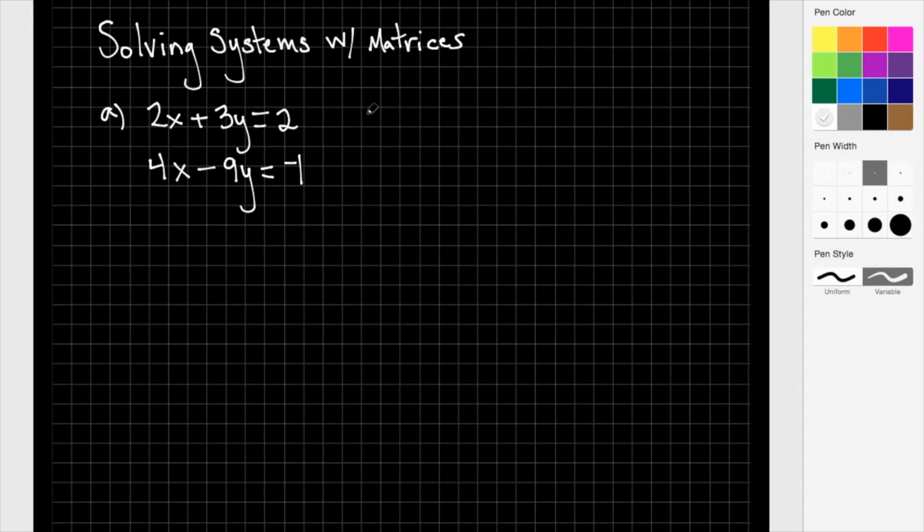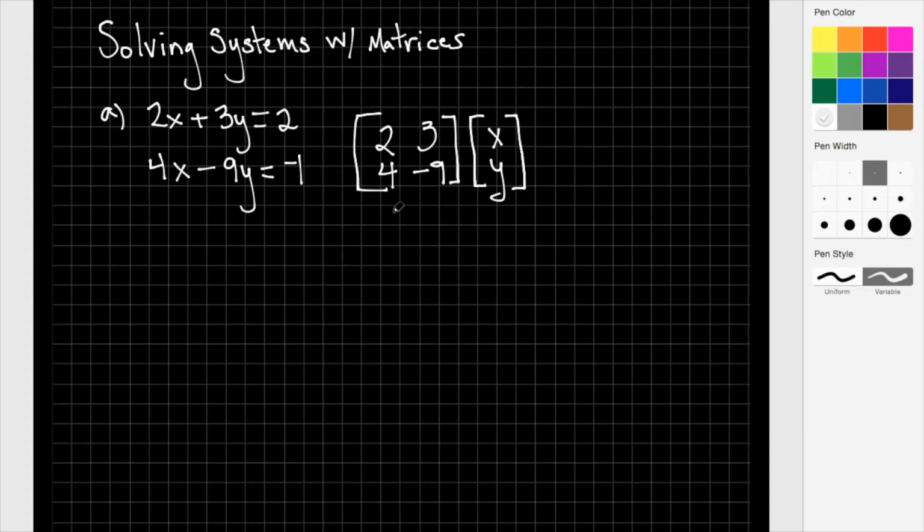So we'll come over here, and we're going to write that coefficient matrix. That's going to end up giving us 2, 3, 4, and negative 9 as our coefficient matrix. The next part is really just taking the variables that we have here, and this is real simple. We only have two. We have an x and we have a y, and that could be any letter, but the most important part is we look at how many there are. So in this case, we're going to have x and y.